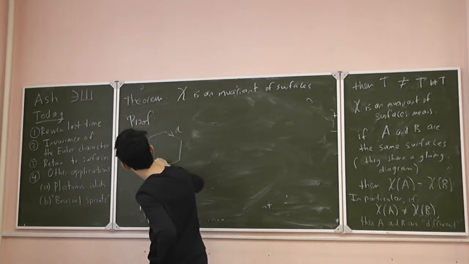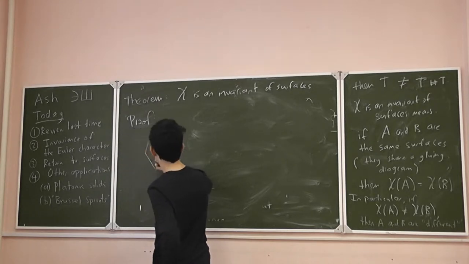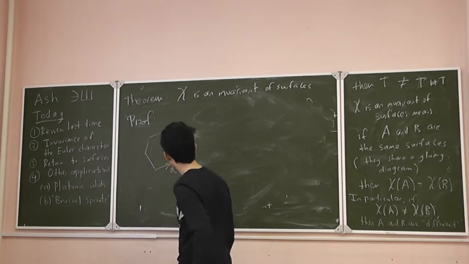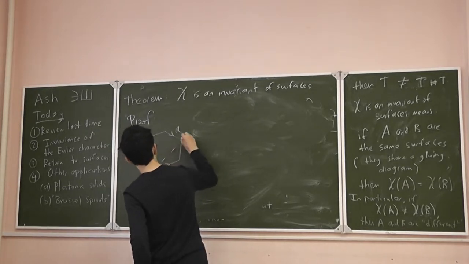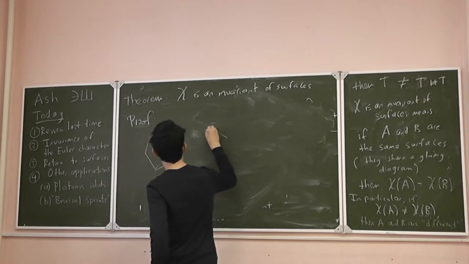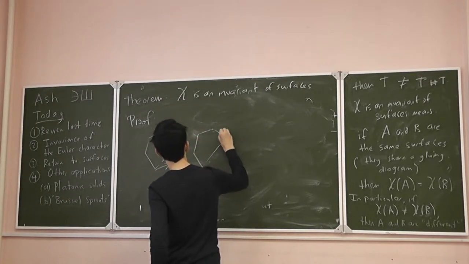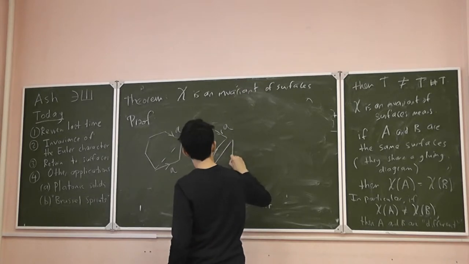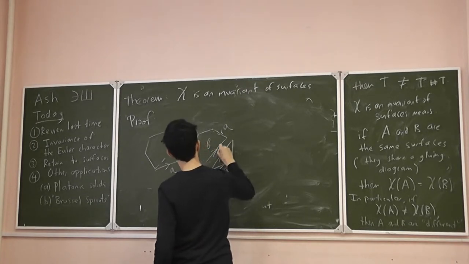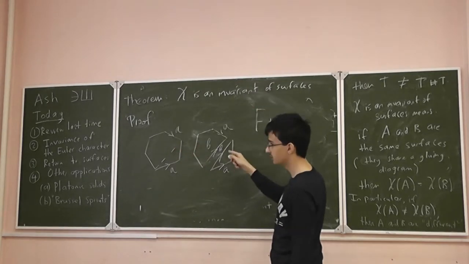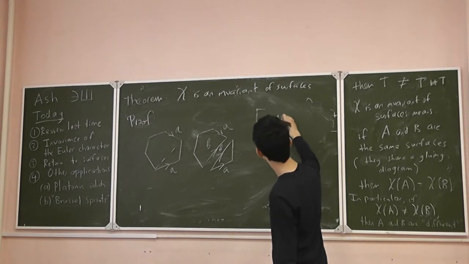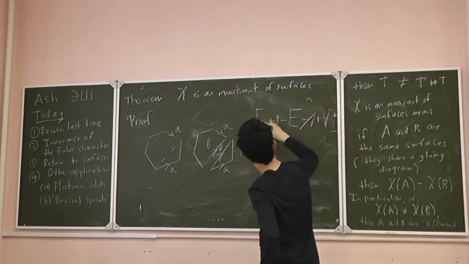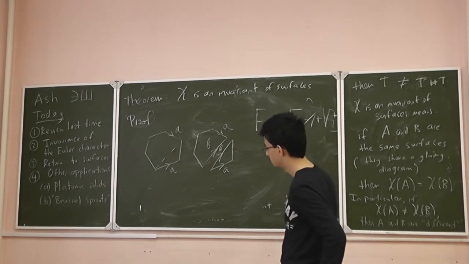First of all, what we can do with a gluing diagram is add another face by splitting one face into two, like that. And then we'll get a thing like this, which has one more face and one more edge. The number of vertices is the same. And so the Euler characteristic is the same. It doesn't change.